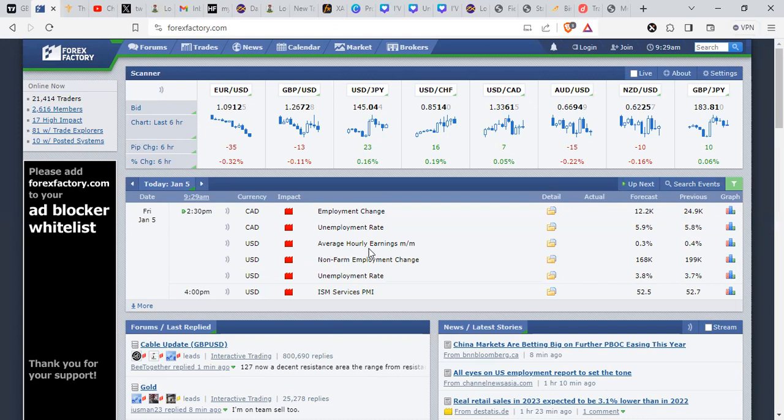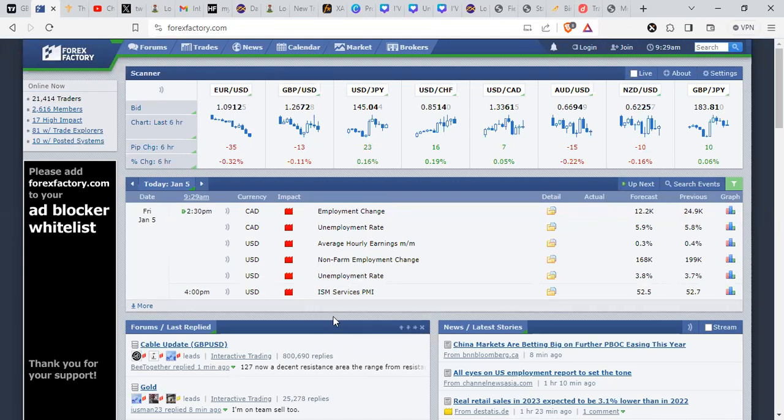First one is average hourly earnings. Second one is non-farm employment change. The third one is unemployment rate. Then we also have these ISM services. I'm not sure these ISM services is always there. Some of the times you just get to see the first three, right?